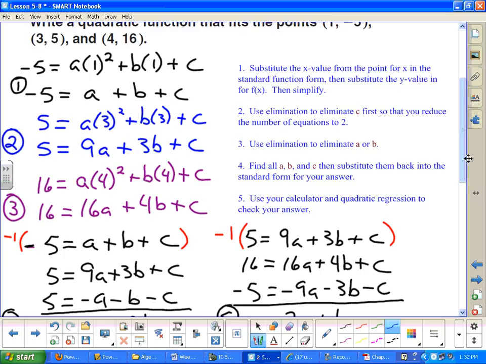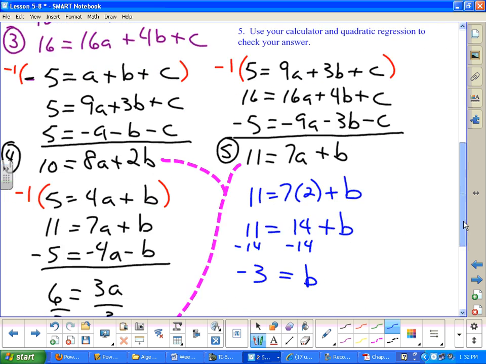Jordan, which one's easiest of them? A, B, or C? Or 1, 2, or 3, excuse me. 2. 2 is? No. 1 is. Why is 1 easier? Okay, yeah, because we just have A, B, and C, don't we? All right? So we'll take equation 1 then.